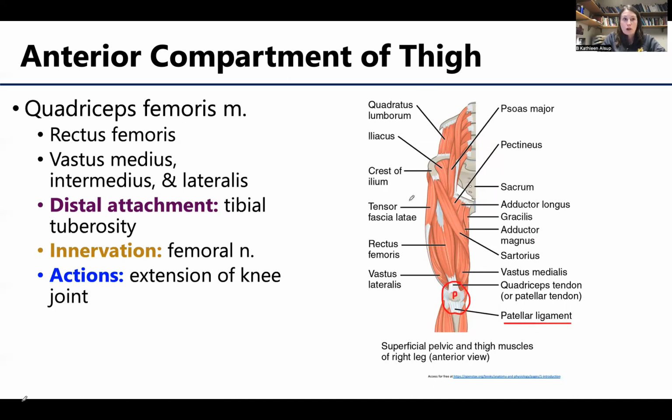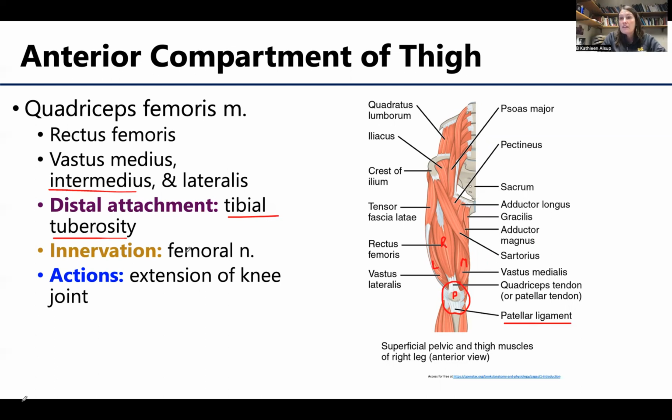And so the four parts are going to be the rectus femoris, which is the one that runs right down the middle. Rectus means straight. Then you'll have the vastus medialis, the vastus lateralis, which is a really powerful component of it. And then deep to the rectus femoris would be the vastus intermedius. And again, these muscles will have their distal attachment on the tibial tuberosity of the tibia.